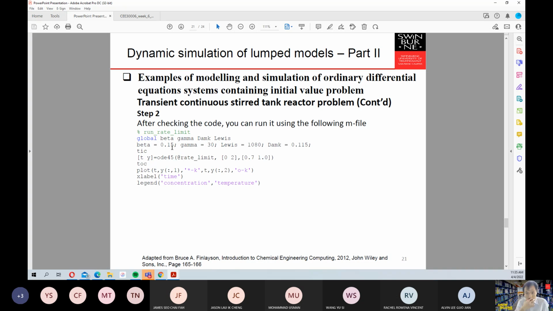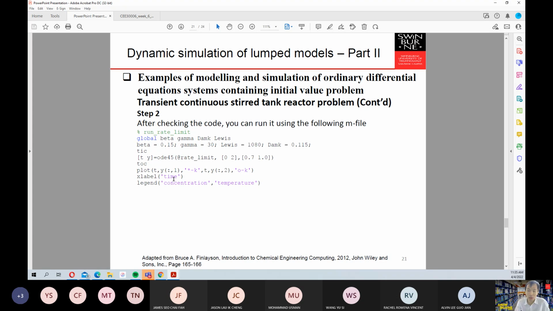This is how you solve the problem. You create another MATLAB file where you put in the beta, gamma, Lewis, Damköhler, and then something weird where you put in tic and toc. This tic is the same as when you use a stopwatch. Tic is starting, toc is stopping. So you want to measure how long it takes for this particular line of the toolbox to be executed. You want to solve from 0 until 2. The initial value of the dimensionless concentration is 0.7. The initial value of the dimensionless temperature is equal to 1.